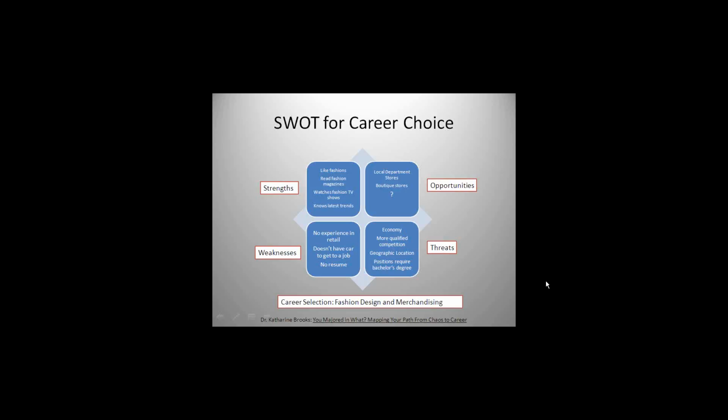And again, if they don't have a car, we might want to get a bus line map if there is public transportation available, or we might want to find out if there's any sort of special transportation to the mall that's available. But in any case, what are the local department stores? Are there opportunities in the geographic area? Are there maybe some little boutique stores?